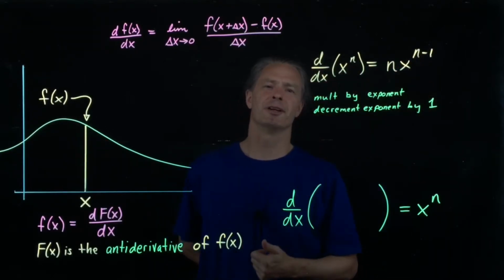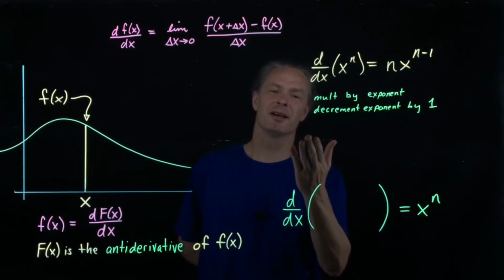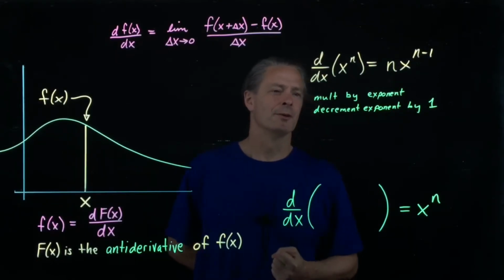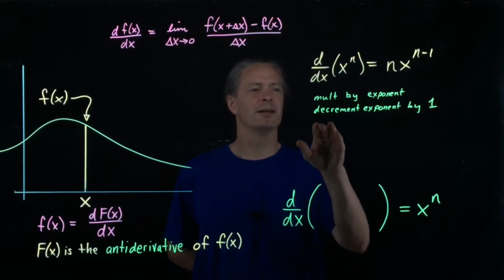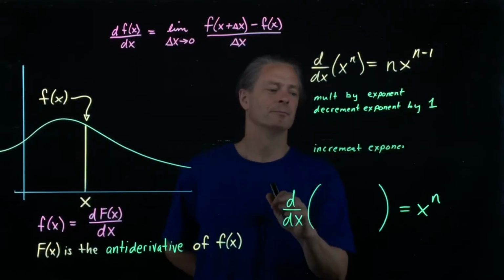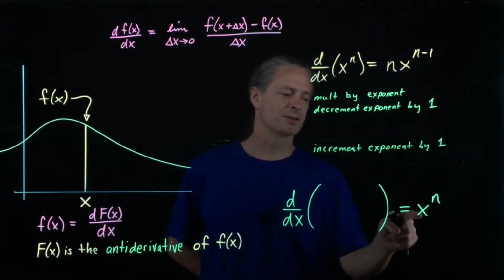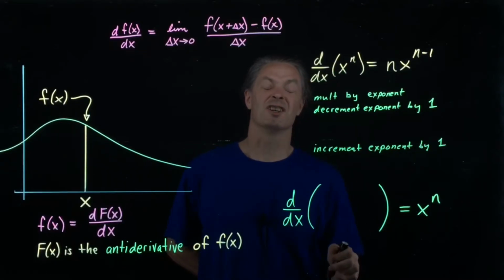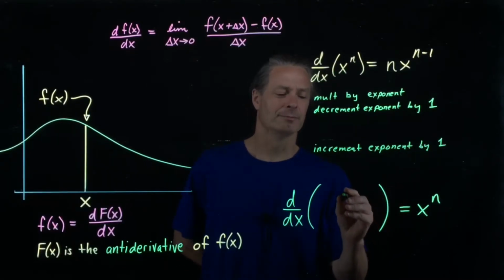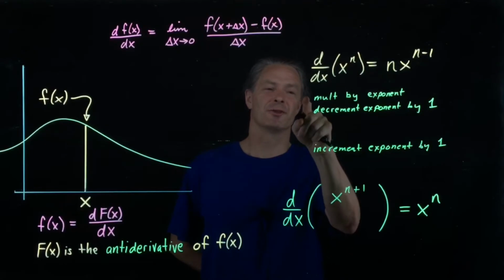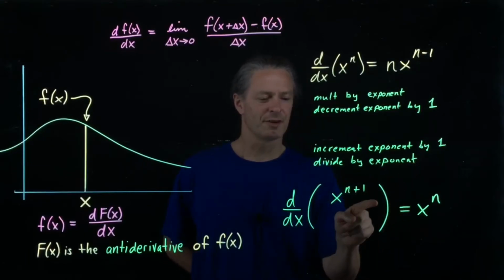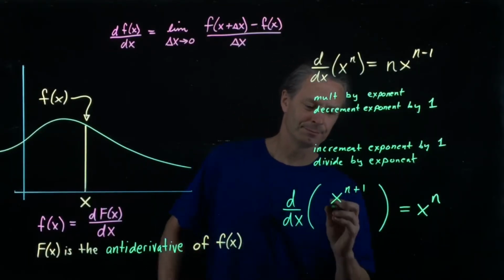So if we were to run an inverse process, starting with the end and going back to the beginning, we'd start by incrementing the exponent by 1, which means taking x to the nth power and raising it to the n plus 1 power. And our next step would be to do the inverse of this process. So instead of multiplying by the exponent, we would divide by the exponent. So let's divide this by n plus 1.